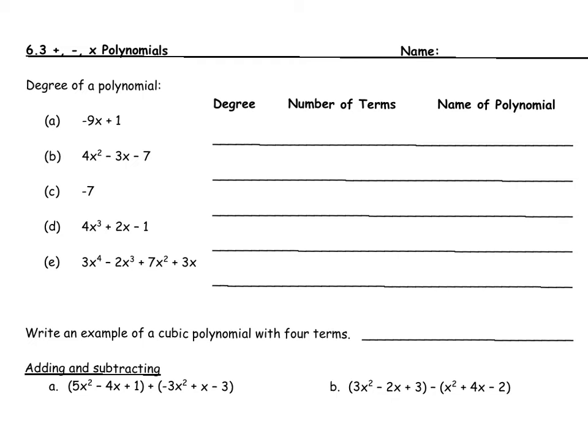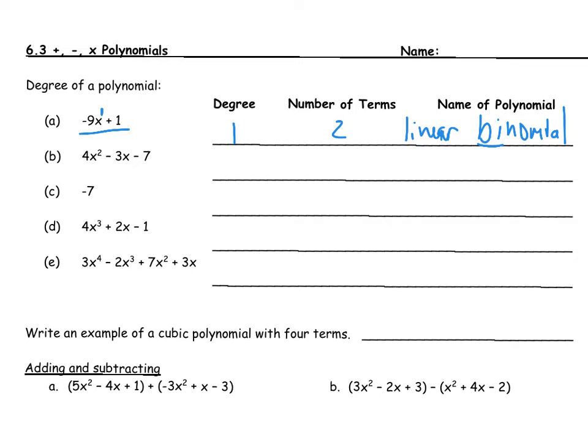So let's start out with this, negative 9x plus 1. Now that's x to the first power, so the degree is 1. There are two terms there, so this is two terms. So how you could name this polynomial, a couple of things. If it's a degree 1, it's a linear polynomial. And two terms means it's a binomial. So it's a linear binomial. Binomial just means two. Bi means two terms.